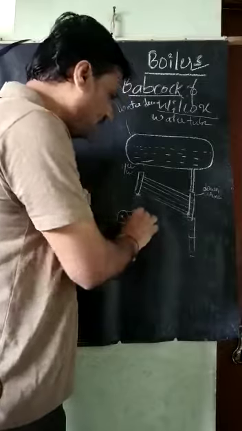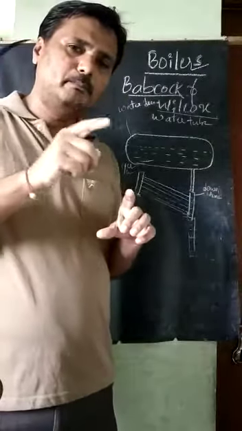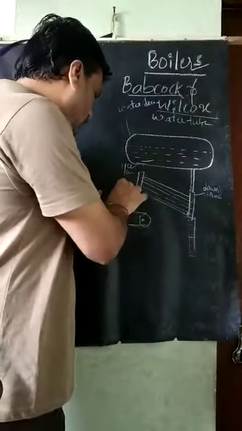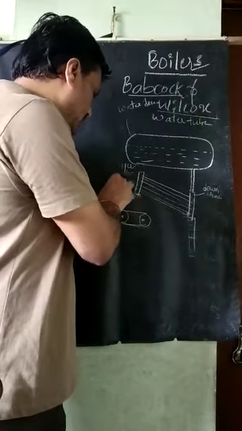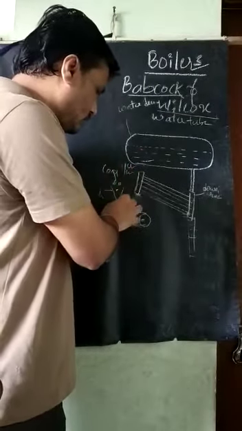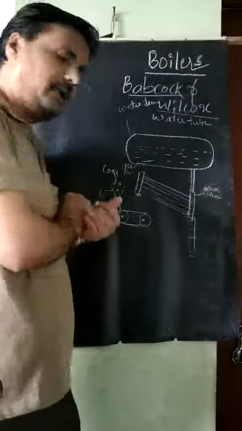What does the grate mean here? There will be belts and pulleys, and on this there will be the hopper. In the hopper, there is coal. Coal is the fuel here.